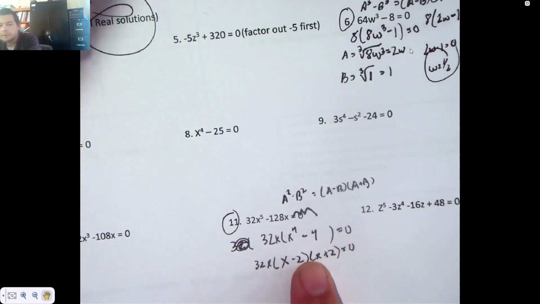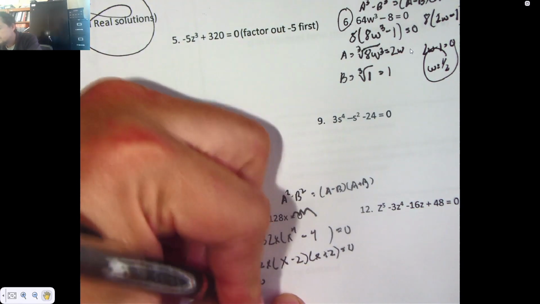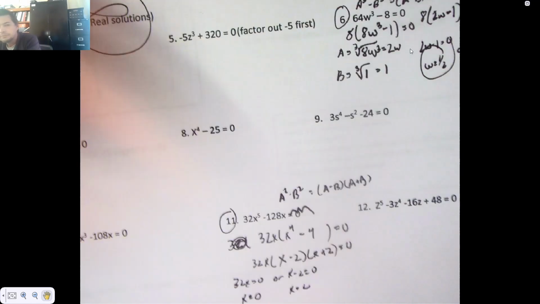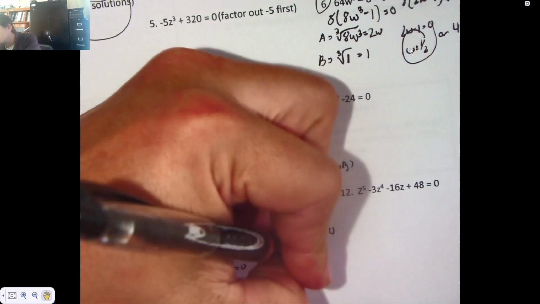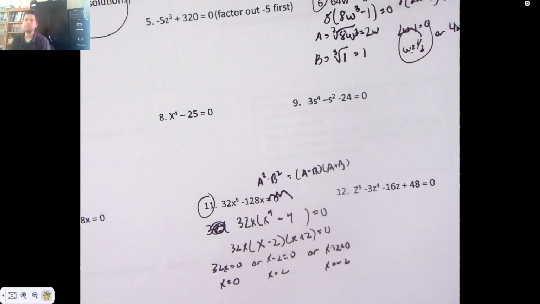Now I can use my zero product property. 32x is 0, which means that x is 0. Or x minus 2 is 0, which means x is 2. Or x plus 2 is 0, which means that x is negative 2. And I'm not explaining where that's coming from. I'm not explaining why that plus 2 becomes a negative 2, because I shouldn't have to.